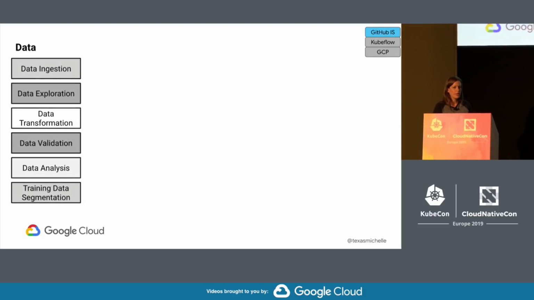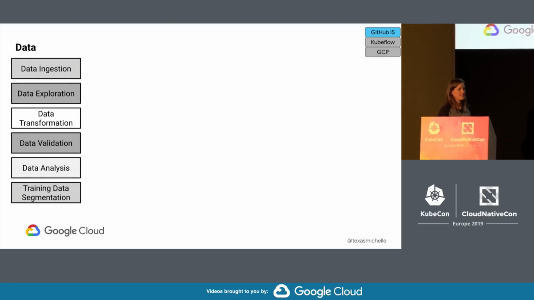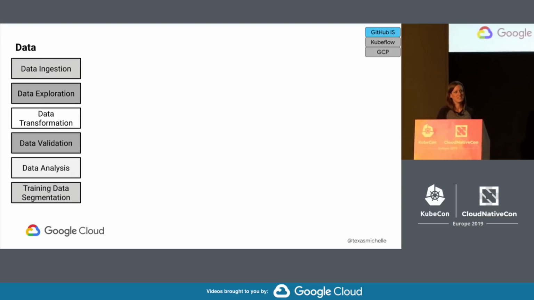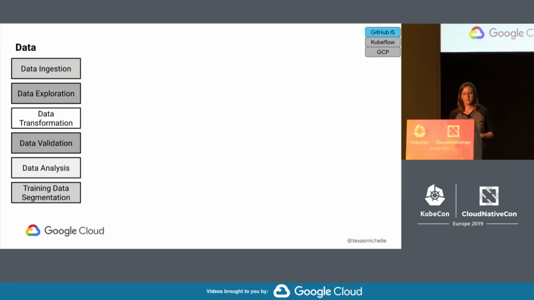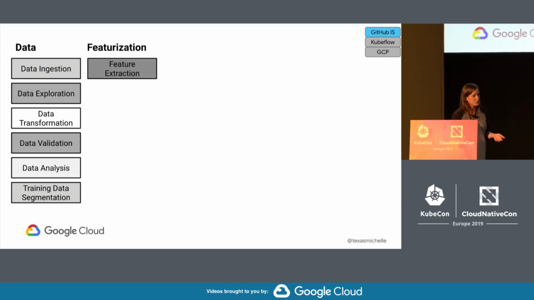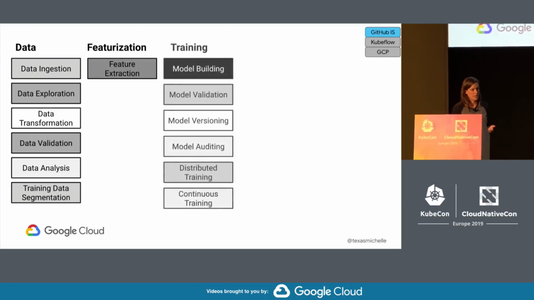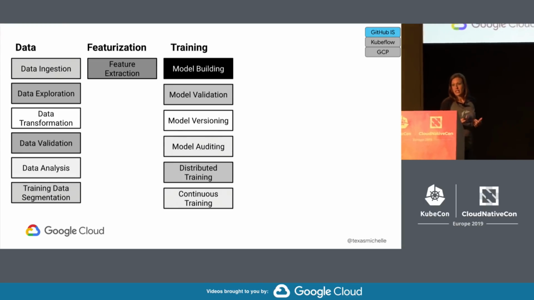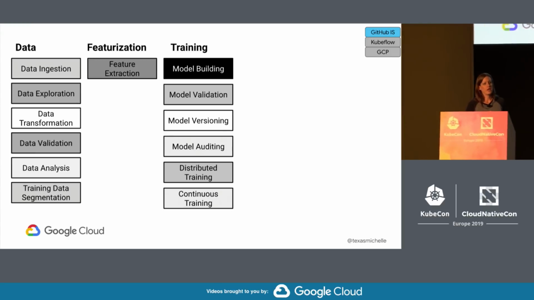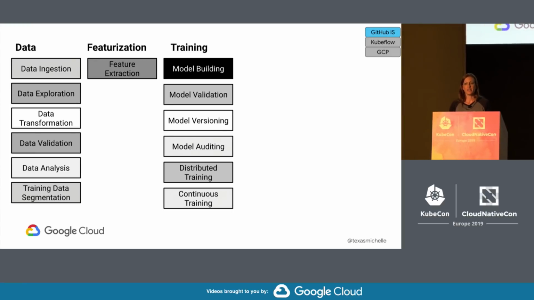And before you can even create your models, you need data. There's a lot involved in getting data, ingesting it, analyzing it, cleaning it up, exploring it, and separating out your training from your test set. So you can extract your features once you have your data, and then you can build your models. But once you have them, you still need to validate them. You want to be doing some auditing, versioning of them, hopefully doing some distributed training, and doing that continuously as new data comes in.